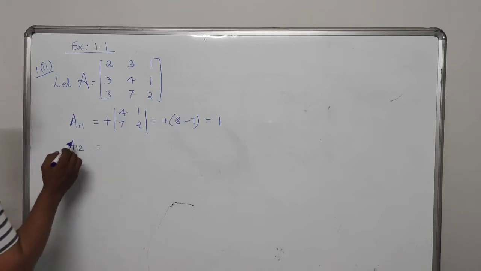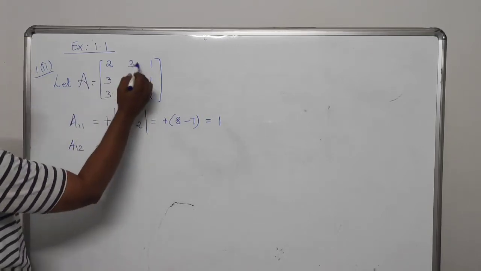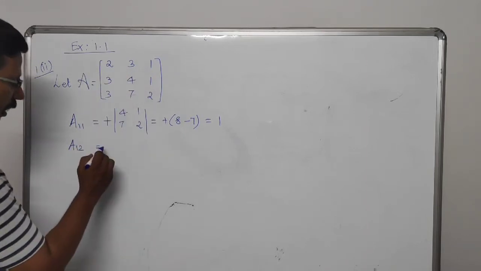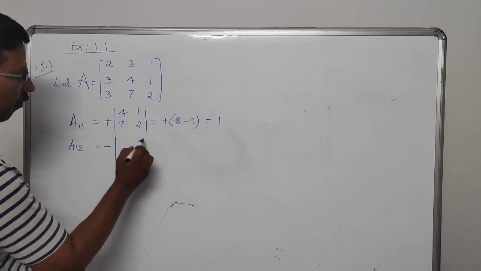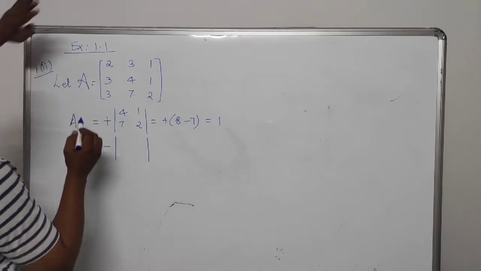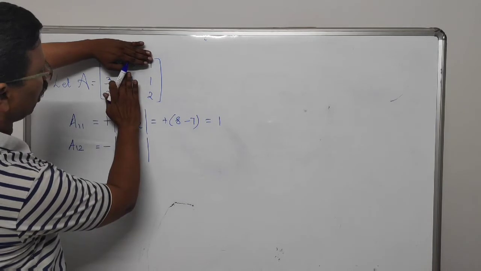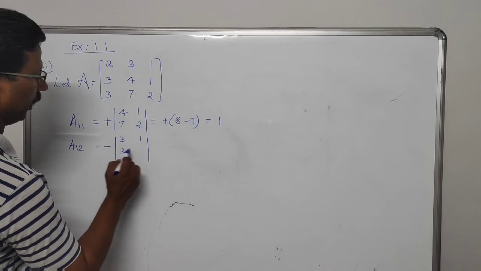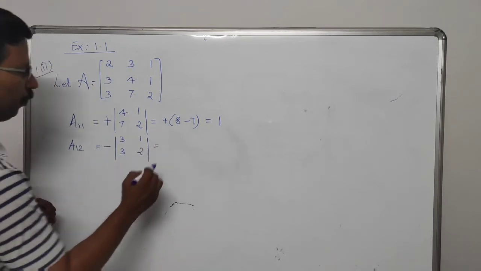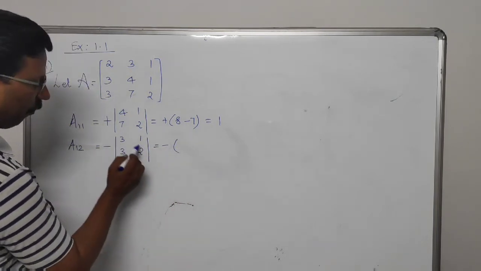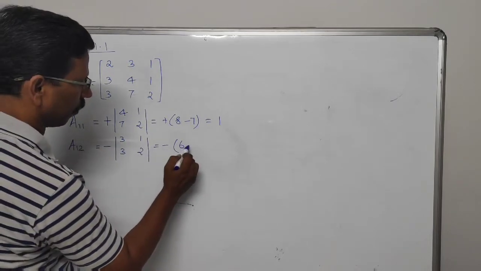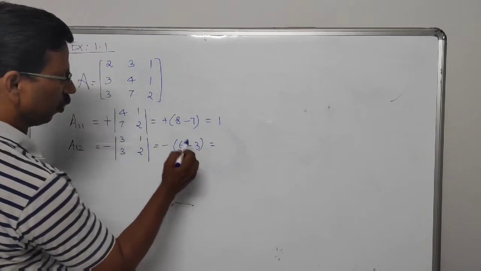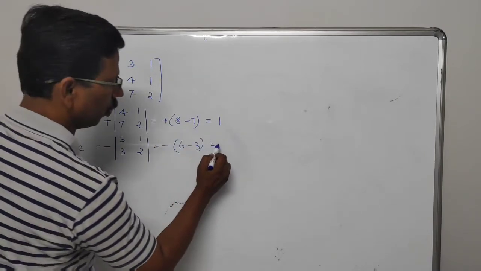Then we can write A12. That is cofactor of first row, second column element 3. Now 1 plus 2 equal to 3 is an odd number. Hence we can assign minus sign. Then we can find the minor. Now leave the first row and second column, we get 3 1 3 2, which is equal to minus of product of principal diagonal 3 2s are 6 minus product of anti-diagonal 3, which is equal to 6 minus 3 equal to 3.